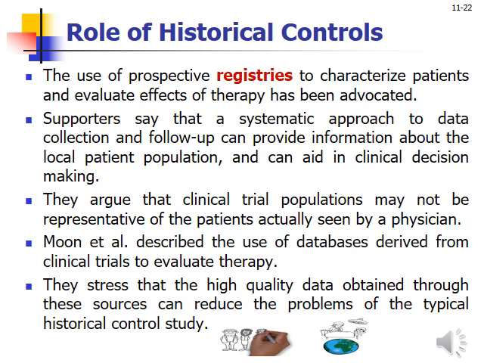Role of historical controls. The use of prospective registries to characterize patients and evaluate effects of therapy has been advocated. Supporters say that a systematic approach to data collection and follow-up can provide information about the local patient population and can aid in clinical decision making. They argue that clinical trial population may not be representative of the patient actually seen by a physician.